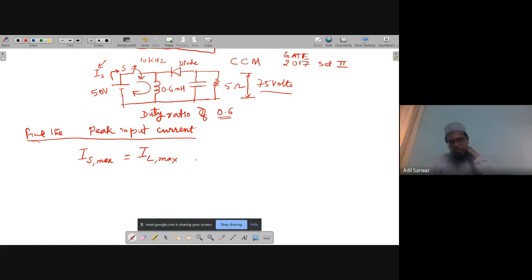So if that is the case, then we know that the maximum value of the inductor current is given by the average value plus delta IL by 2. So suppose I am trying to draw the inductor current.